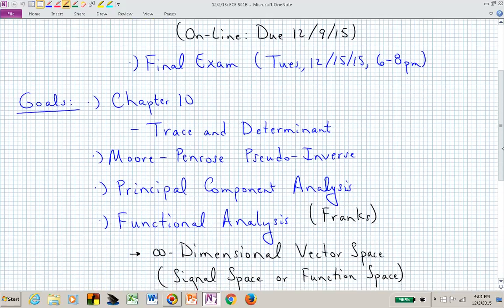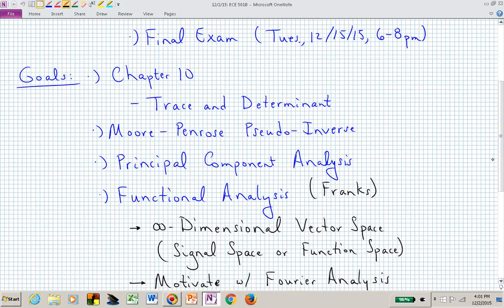Today what I want to do is finish Chapter 10. Because of the way this book is titled, Linear Algebra Done Right, we don't talk about a determinant until the last chapter. So that's where this is coming in, and we'll talk about the trace and determinant.